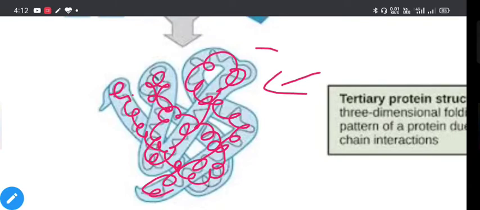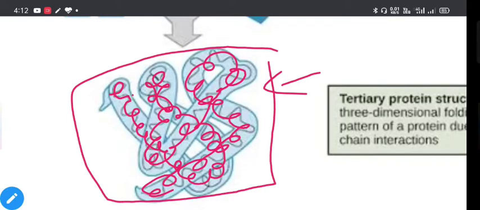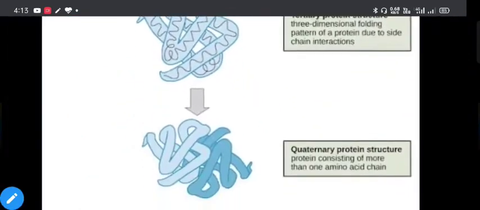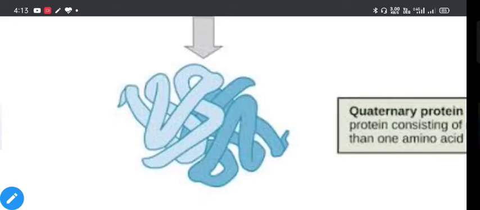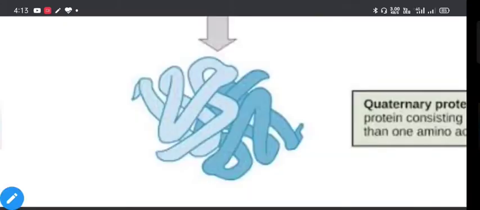Now assume this tertiary type of structure as a single unit for quaternary structure. That means we have to arrange at least two of these tertiary structures to get quaternary structure, as we can see. Here we have one subunit represented as light blue color and second subunit as dark blue color.